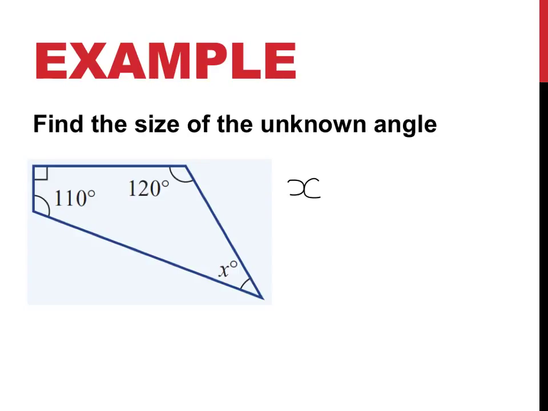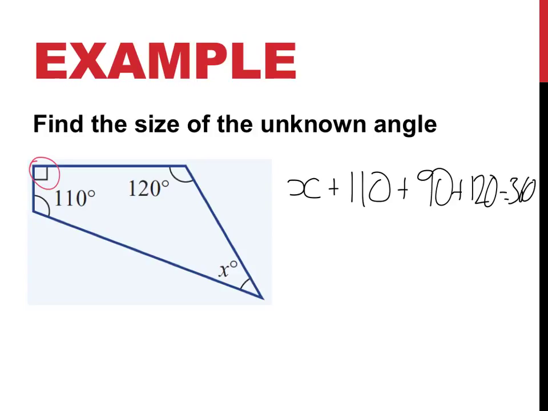I'm going to go X plus 110 plus, I know that that means 90, plus 90 plus 120 equals 360. So 110 plus 90 plus 120, let's group some like terms. That's going to equal 100 plus 90, 190, 200, 320. X plus 320 equals 360.